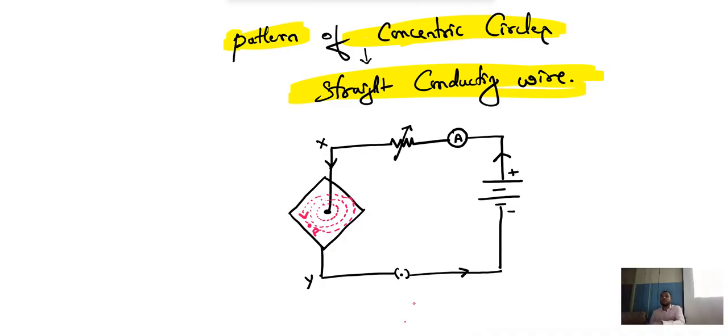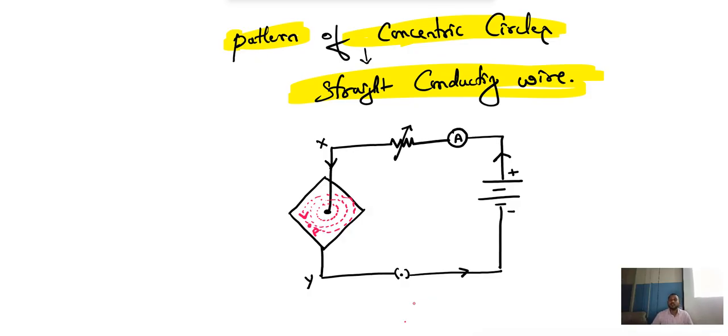Any doubts? Is the concept clear? When the current is moving in the upward direction, the magnetic field is moving from right to left. If current is moving in the downward direction, the magnetic field is moving from left to right. This is what the experiment shows, how the magnetic field is produced. If the current is passed in a straight conducting wire, the magnetic field is produced from right to left or left to right based upon the direction of current. Whether the current is going up or coming down, it depends. Any doubts?